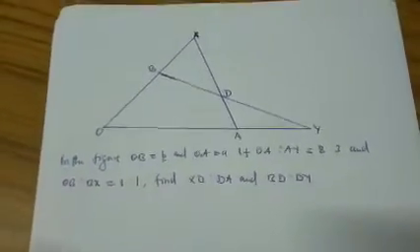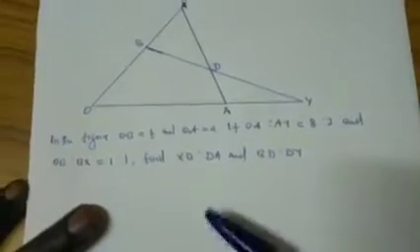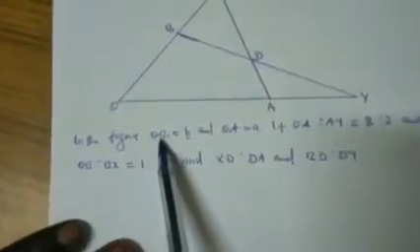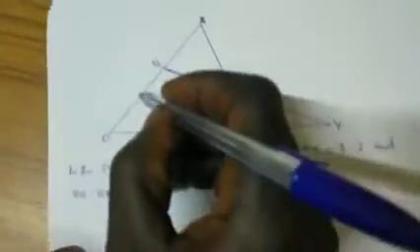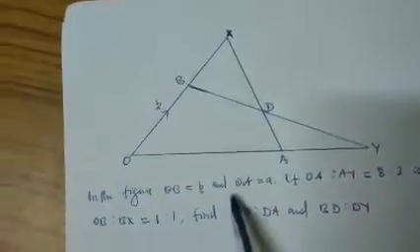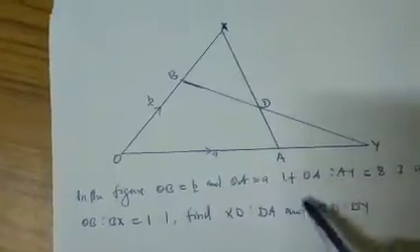In our lesson today, we want to look at a question on vectors. The question says that in the figure, OB is b. In other words, the vector O to B is b, and OA is a, that is, O to A is a.